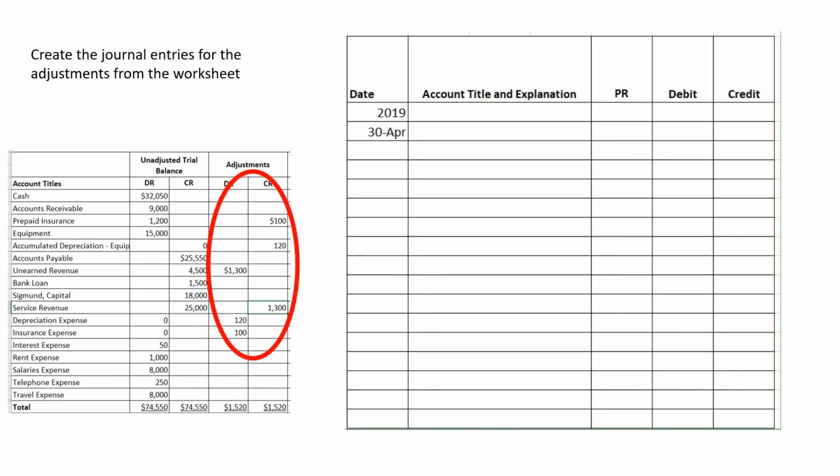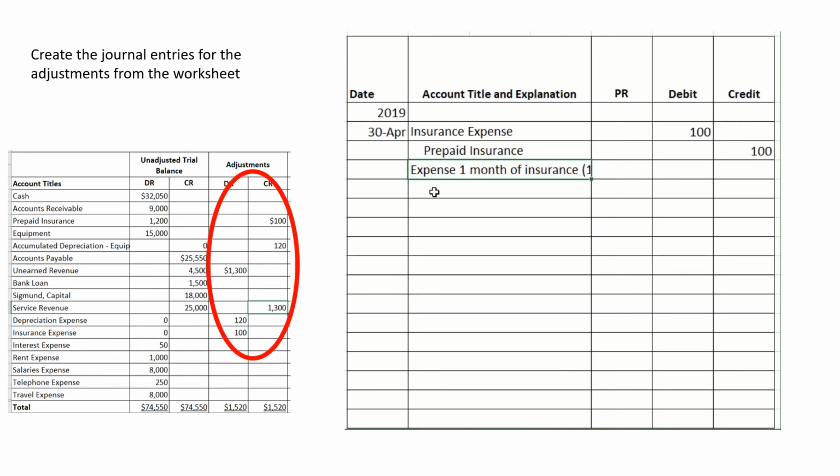All right, the next part of our problem asks us to create the journal entries for the adjustments from the worksheet. So I now have a journal entry sheet. I have the date, April 30th, etc. In the first situation, we were debiting insurance expense for $100 and crediting prepaid insurance for $100. This is to expense 1 month of insurance, being the 1,200 divided by 12.